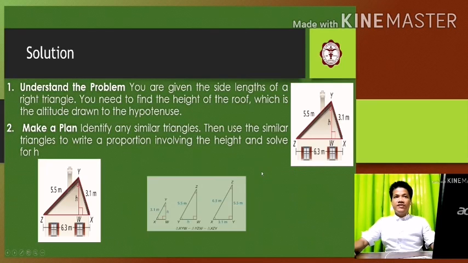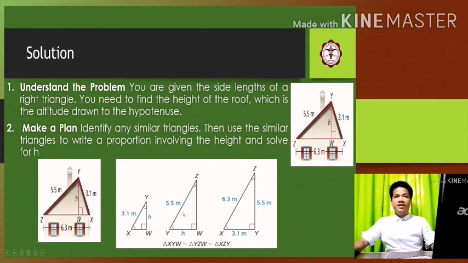So these are the triangles formed with the same measures. The triangles are just repositioned. And by the triangle similarity theorem, we can say that triangle XYW, the smallest triangle, is similar to triangle YZW, the other triangle, and also similar to the original triangle, which is triangle XZY.